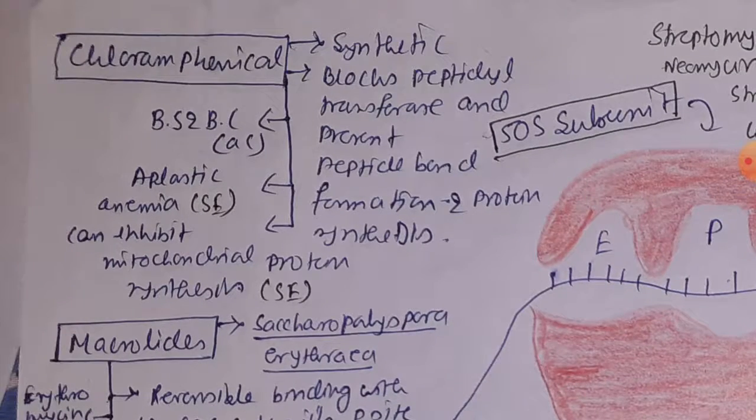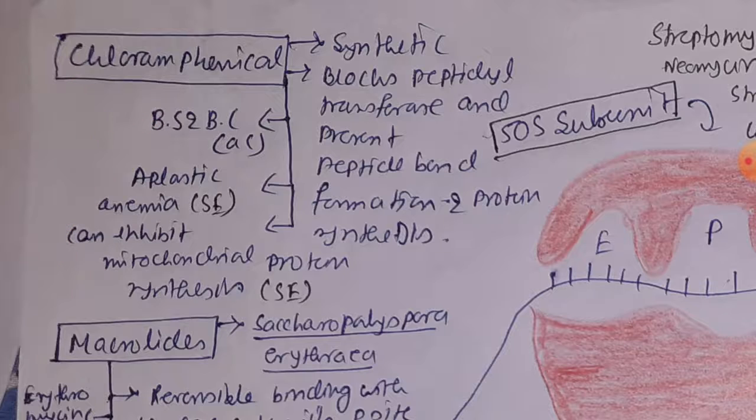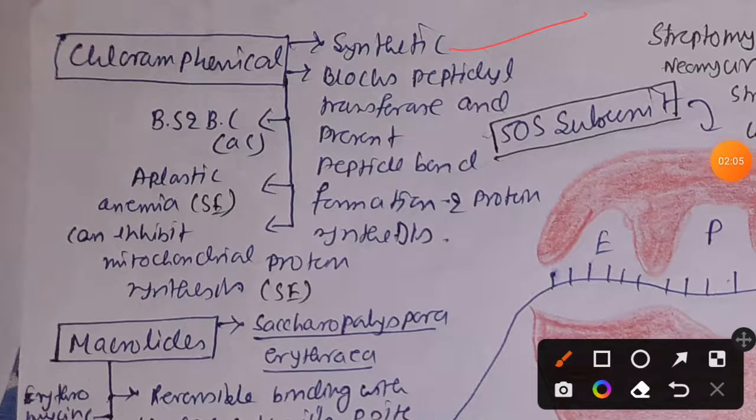So let's first discuss a common antibiotic. I hope you have heard the name of it earlier, that is chloramphenicol. Chloramphenicol is a synthetic antibiotic. It blocks peptidyl transferase, an enzyme involved in peptide bond formation, and as a result it inhibits protein synthesis. Here BS means bacteriostatic and BC means bactericidal.